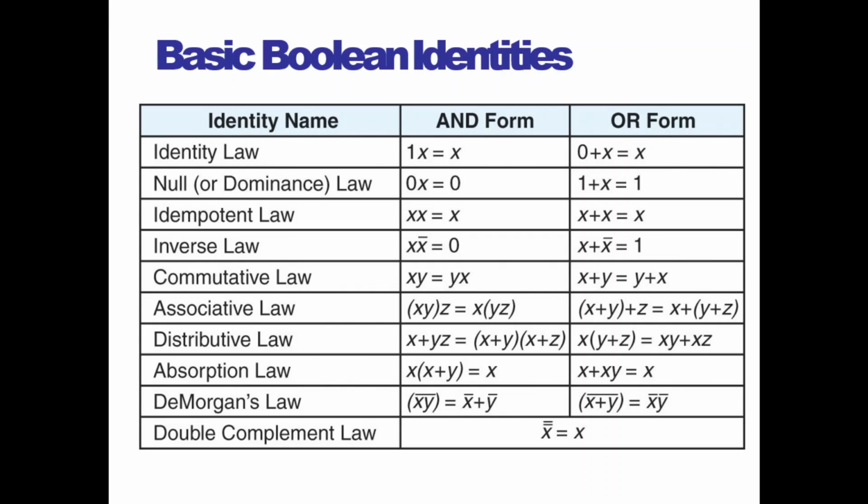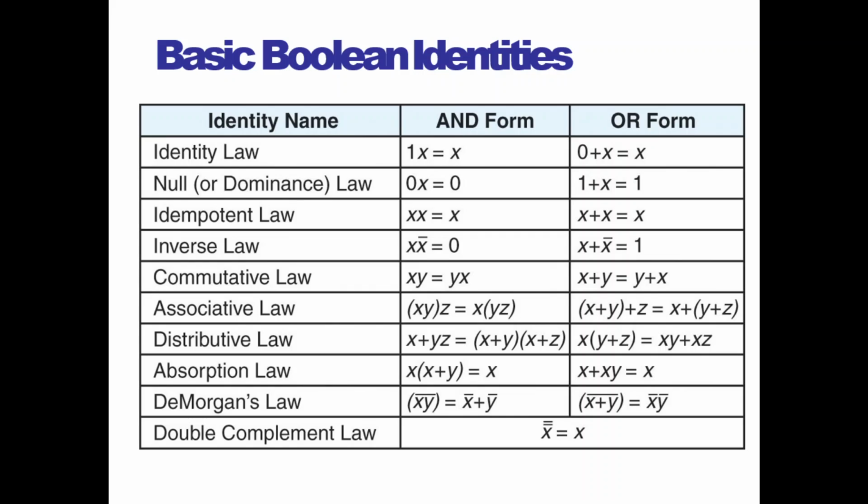Idempotent law: x times x is equal to x, and x plus x is equal to x. Inverse law: x times x bar is equal to 0, x plus x bar is equal to 1. Commutative law. Associative law: x times y multiplied by z is equal to x times yz, and the OR form: x plus y plus z is equal to x plus yz.